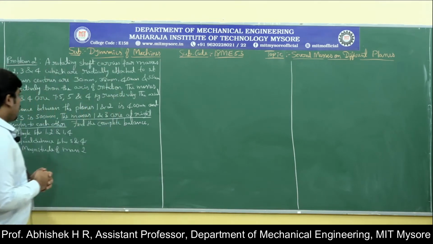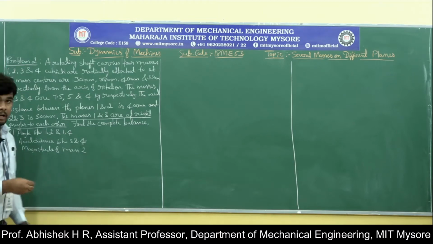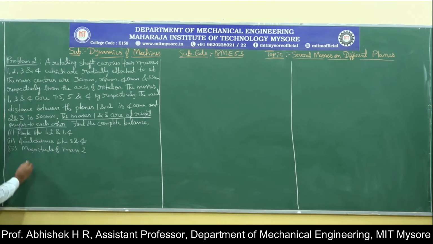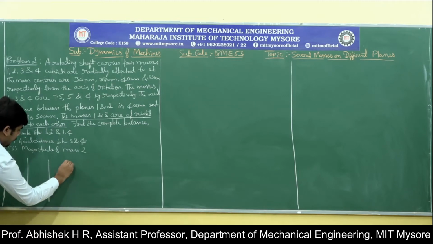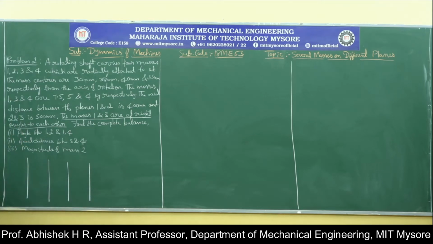Okay, now let us solve the problem. So first thing is we need to show the planes. We have 4 planes: plane 1, plane 2, plane 3 and plane 4.